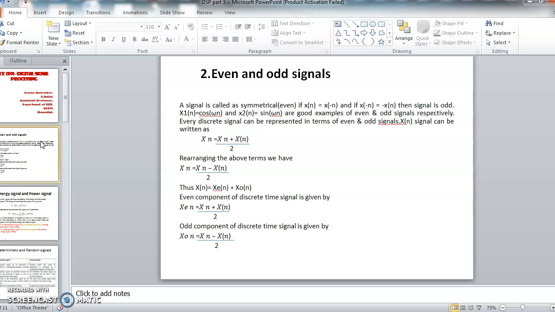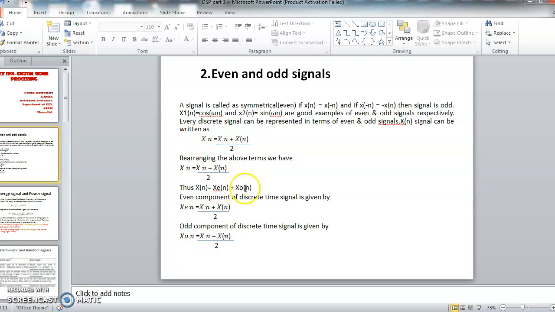Here the first signal x1 of n is equal to cos theta, which is said to be an even signal. How? If n is changed to minus n, the originality of the signal doesn't change. That is, cos of minus theta is equal to cos theta. Similarly, sin theta: if x of minus n is equal to minus x of n, that is, if n is changed to minus n, then sin of minus theta is equal to minus sin theta. So it is said to be an odd signal or unsymmetrical signal.